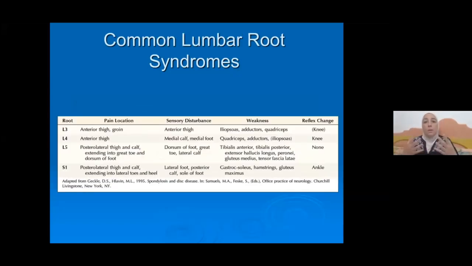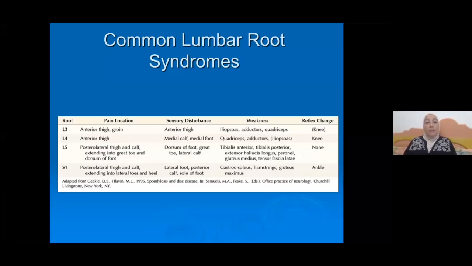Some commonly encountered lumbar root syndromes are L3 affection and L4 affection. The pain location here is mainly in the anterior thigh, with groin affection in L3. We can test with the knee reflex. The knee jerk is affected in these cases, with weakness in the iliopsoas, adductors, and quadriceps femoris muscle. The sensory disturbance is in the anterior thigh in L3, and in the medial calf and medial foot in L4 radiculopathy.